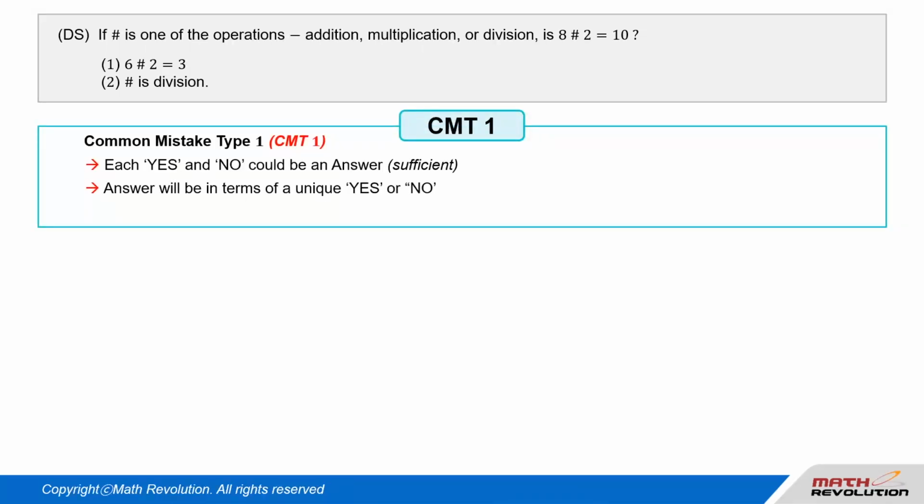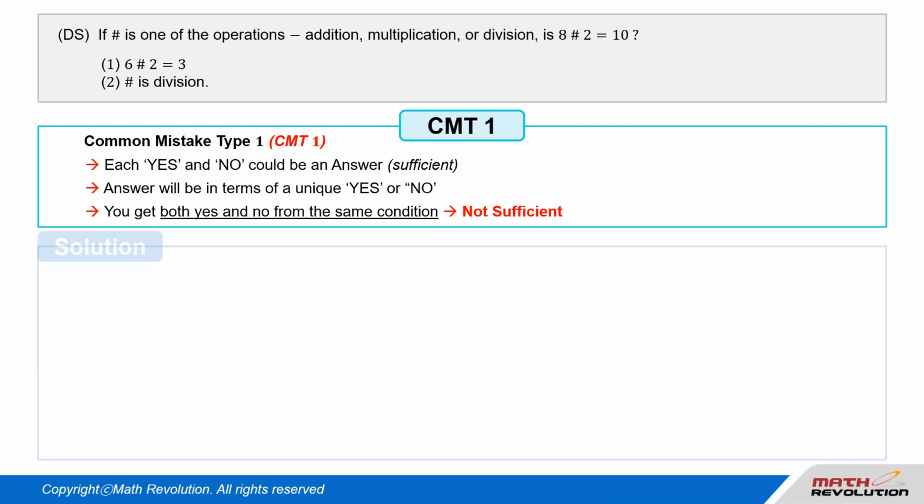Solution. Now we will solve this DS question using the variable approach. Common mistake type 1, or CMT1. Each yes and no could be an answer. Sufficient. Yes is an answer, and no is also an answer, or sufficient. The answer will be in terms of a unique yes or no. Or if you are getting both yes and no from the same condition, the condition is not sufficient.